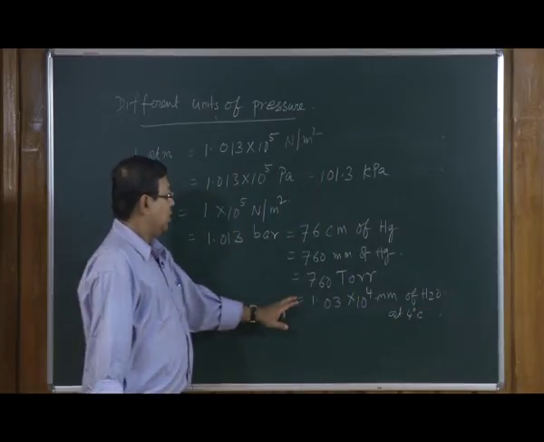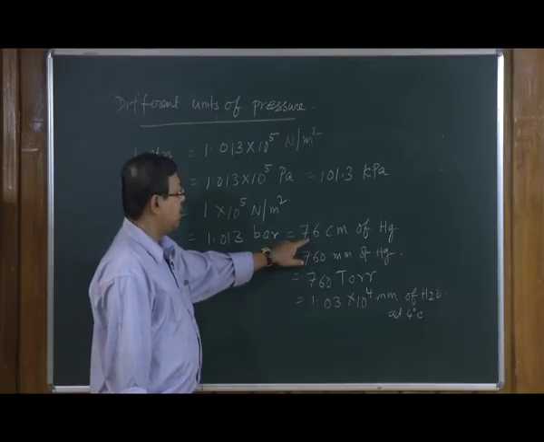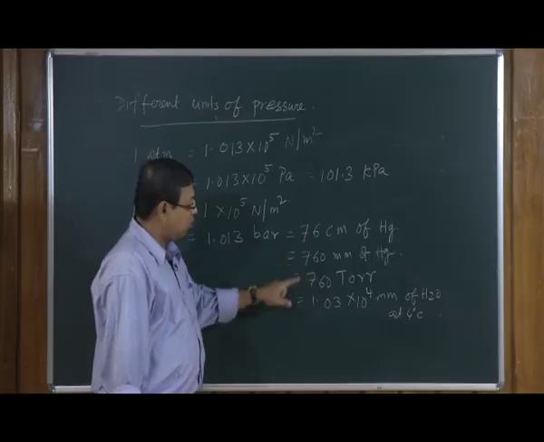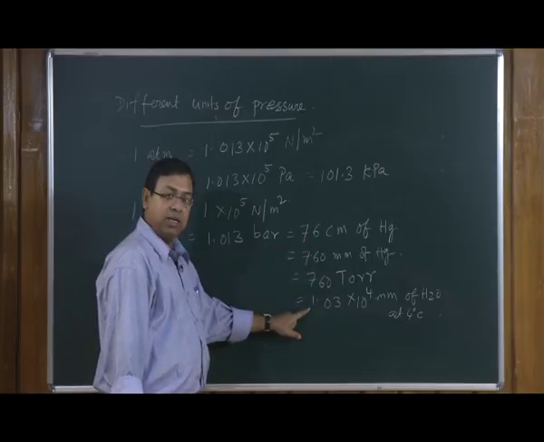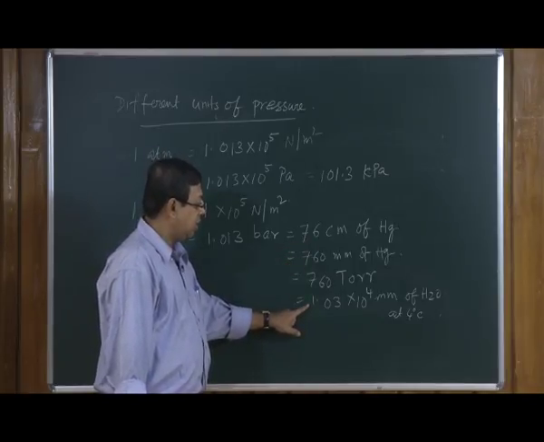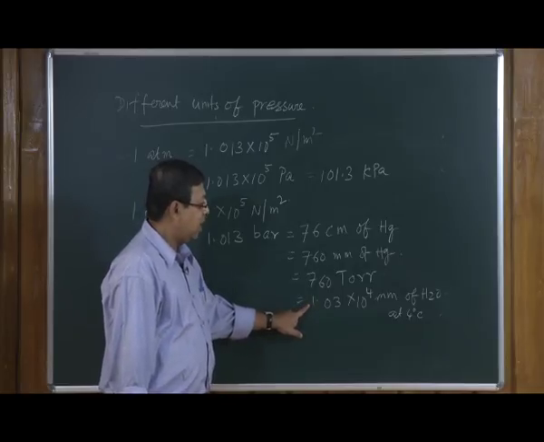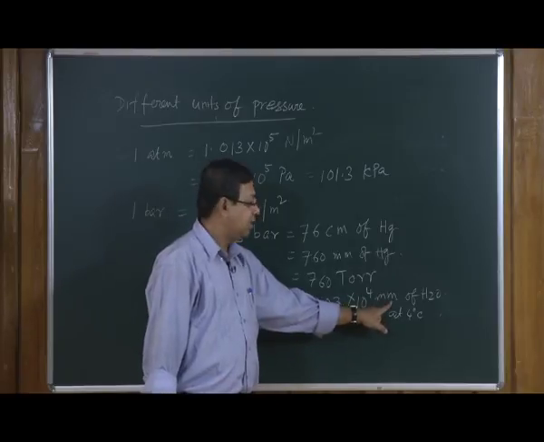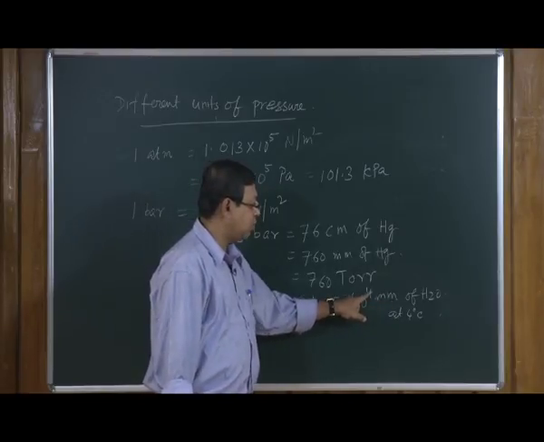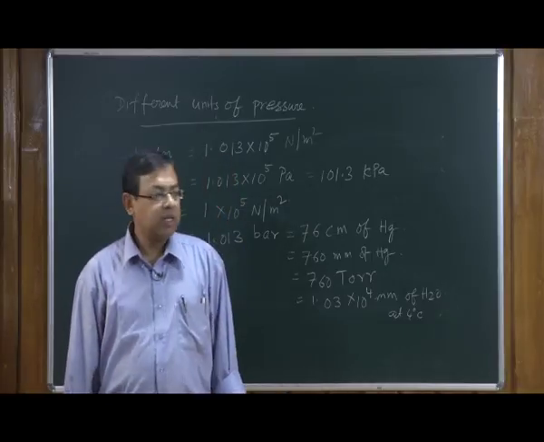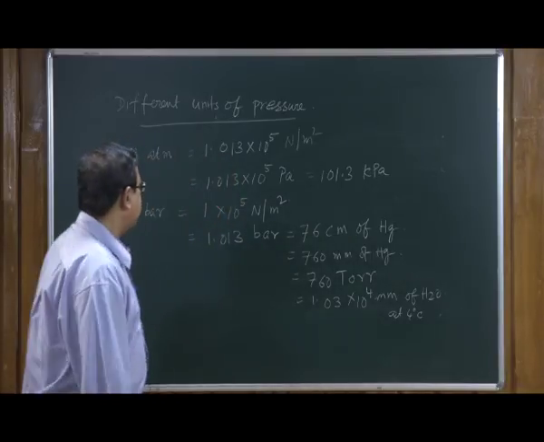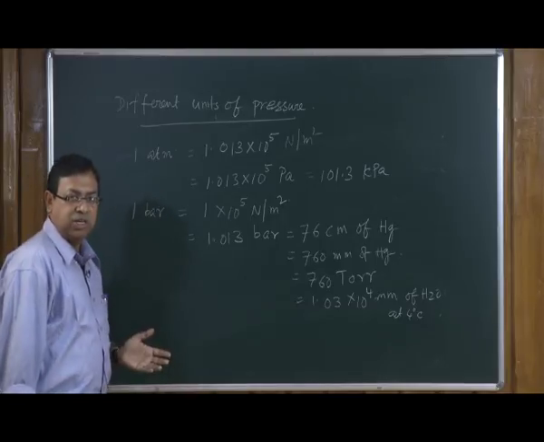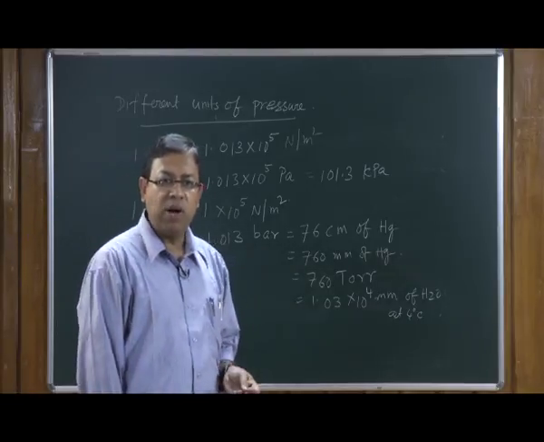So, 1 atmospheric pressure can be represented not only as a column of mercury, but also as a column of water. The pressure exerted by water of this much height, which is 1.03 into 10 to the power 4 millimeter. So, these are the interconversions of different units of pressure, and sometimes they are quite important.